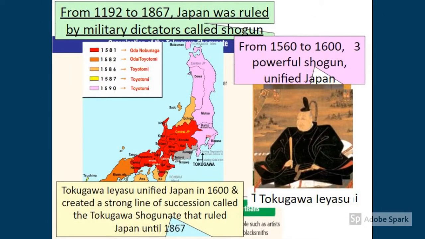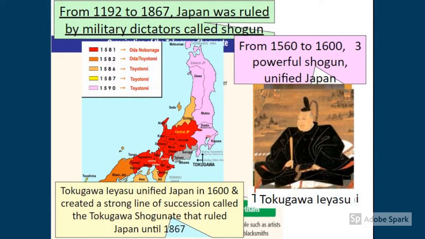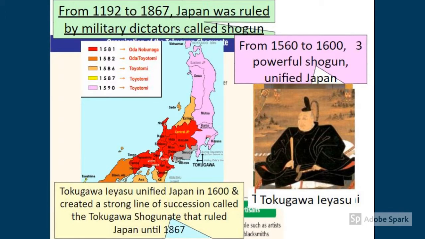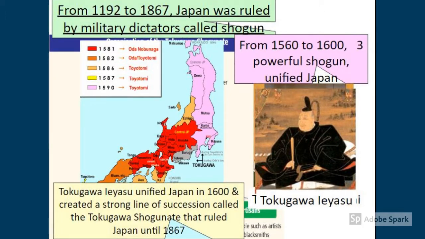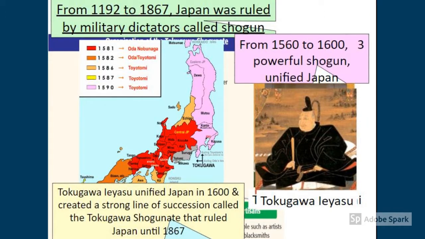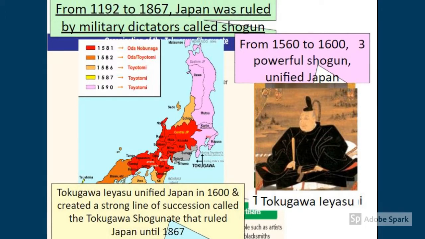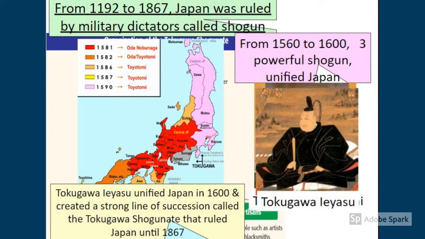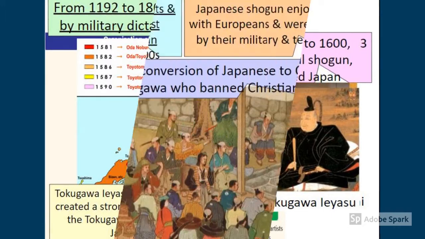From 1192 to 1867, Japan was ruled by a military dictator called a shogun. So the emperor was usually more of a cultural figurehead that carried on traditions and held symbolic power, while the shogun was the one leading the military and really calling all of the shots. From 1560 to 1600, Japan was united under one really powerful shogun, a man named Tokugawa. Tokugawa unites Japan and creates a strong line of succession called the Tokugawa shogunate that will rule Japan until 1867.